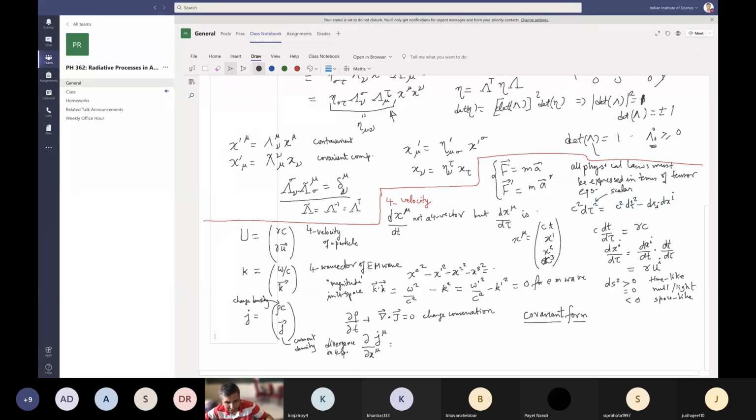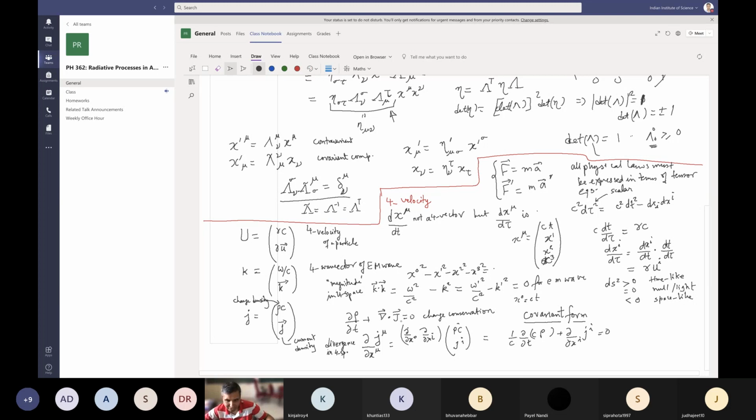Okay, and what does it mean? It means you are contracting ∂/∂x⁰, ∂/∂xⁱ with ρc and jⁱ. So when you're contracting, this acts on this, and x⁰ is nothing but ct. So this is (1/c) ∂/∂t (cρ) plus ∂/∂xⁱ.